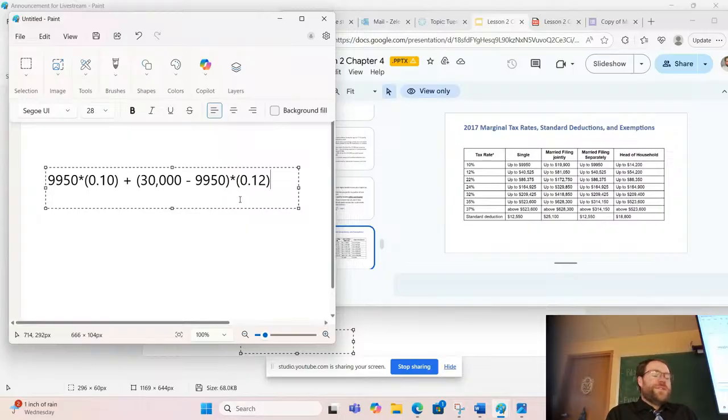But the point that I'm showing you here, the first $9,950 you've already paid 10% on. You don't have to pay it again in the second part over here. Or if you do, you would be paying it twice on the first $9,950 that you made. Does that make sense with that?